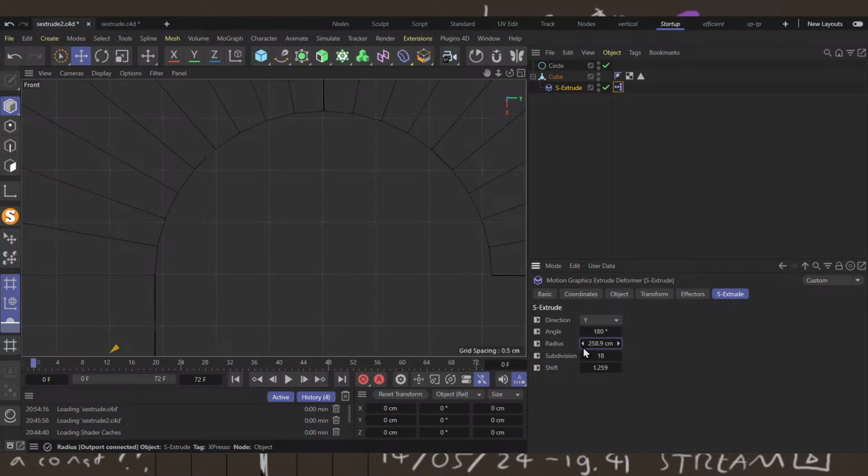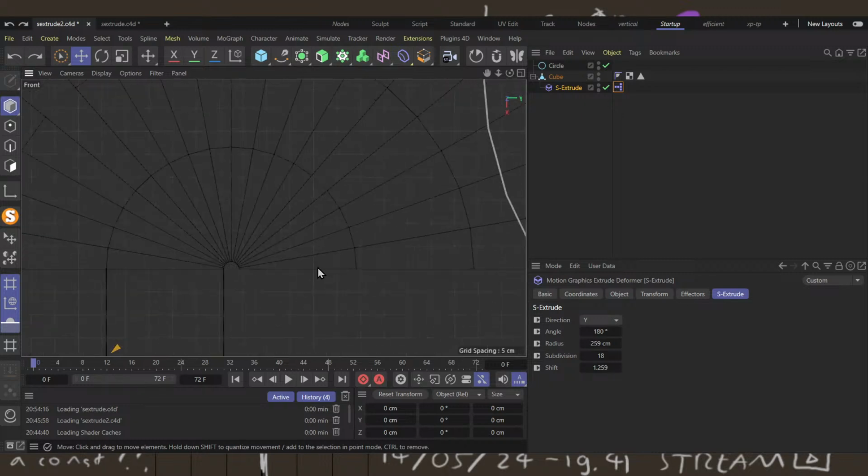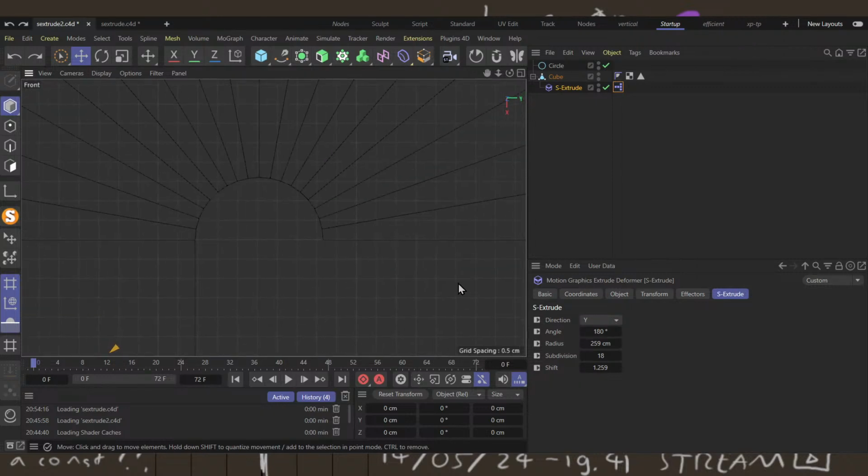So we're messing with radius and shift. I think radius and shift is like if we halve this, we also need to halve this. That should be the exact formula. Wait, that does not work. Okay, let's double it instead.